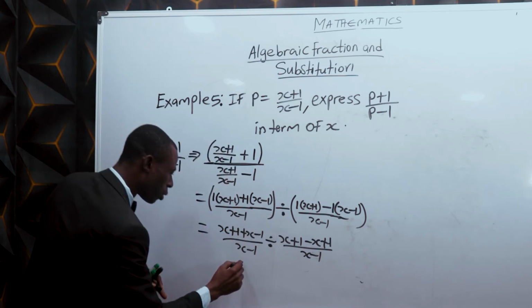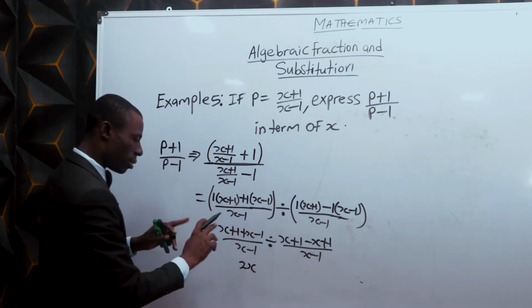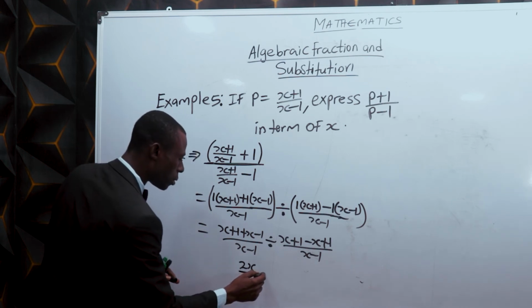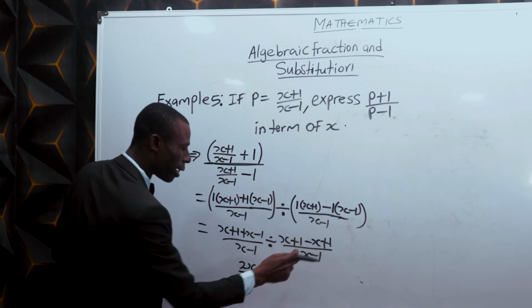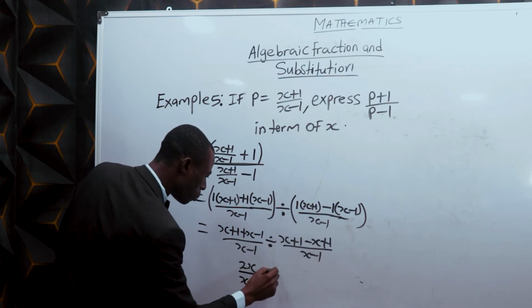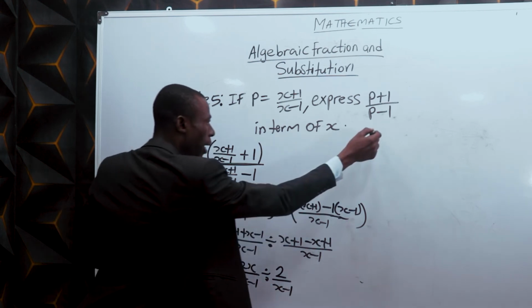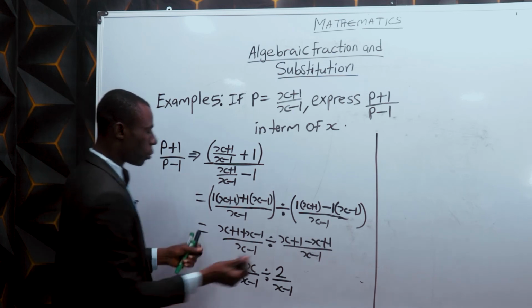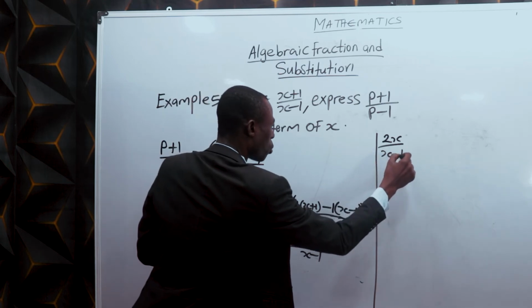x plus x gives us 2x. Plus 1 minus 1, 0. All over x minus 1. Divided by x minus x, 0. Plus 1 plus 1, that is plus 2. All over x minus 1. I continue on this side. 2x over x minus 1.